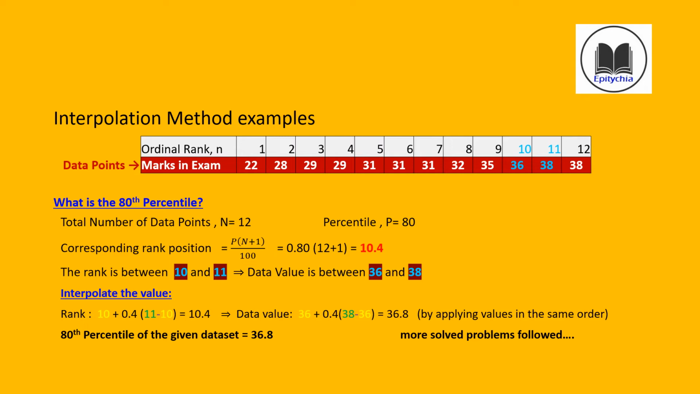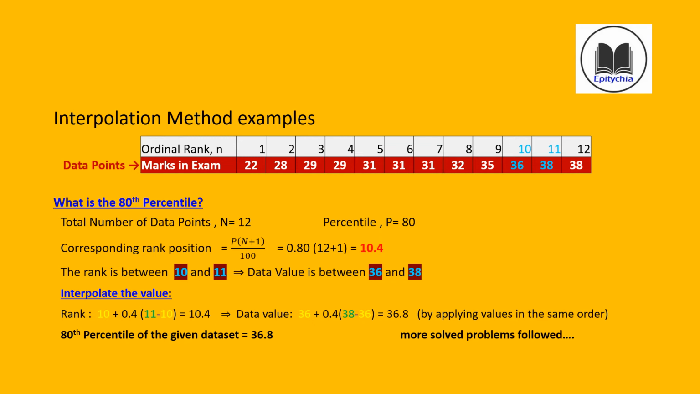A few examples are illustrated here. There are a total of 12 data points, that means n equals 12. To find the 80th percentile, first calculate P upon 100 into n plus 1. That is 0.8 into 12 plus 1. 0.8 into 13 gives 10.4. Now 10.4 falls in between 10 and 11. See the chart. The corresponding values are 36 and 38. See the blue colored numbers.